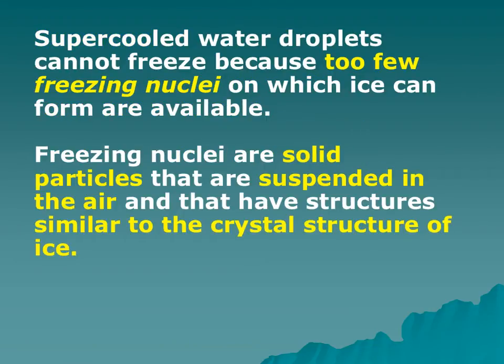So the whole thing about supercooled water droplets is they don't freeze because there are no freezing nuclei, or not enough freezing nuclei, and that is something for the ice to form on. Very similar to condensation nuclei. After you have the condensation nuclei, which makes the water droplets, then those water droplets need a freezing nuclei to freeze onto. And so they are solid particles suspended in the air. And they have structures similar to the crystal structure of ice to kind of get water aligned into the right shape. And if there's not enough of these, the water gets colder and colder and colder until something comes that the water can freeze onto.